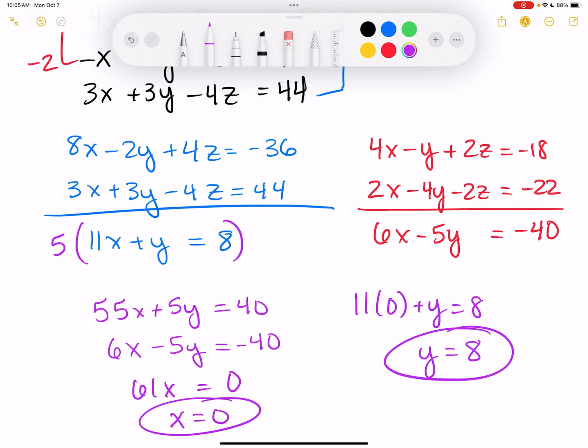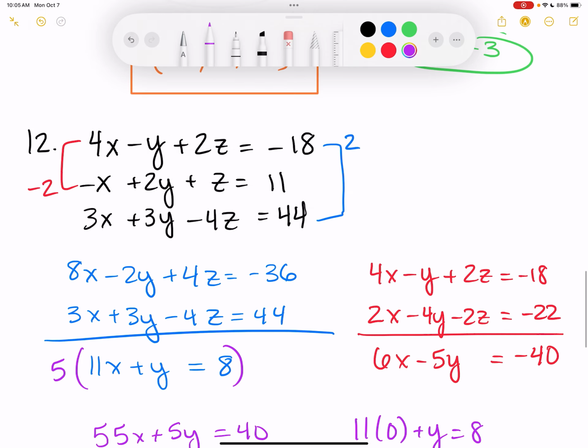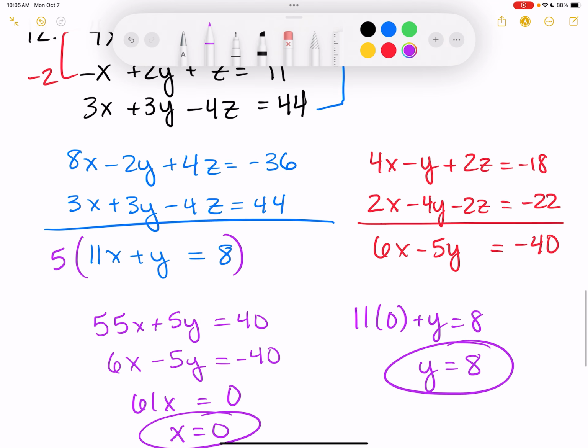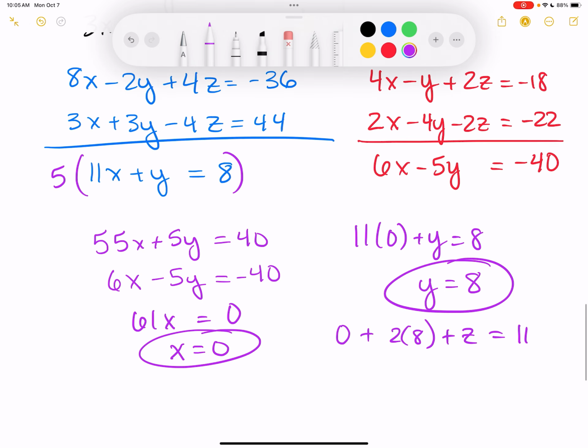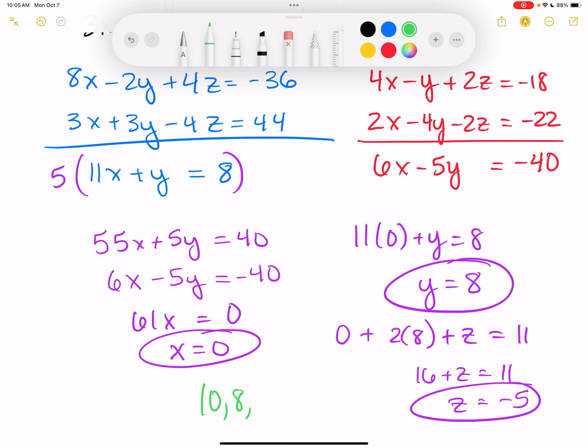Now I take those two and plug them into one of the original three equations. The second one, so I've got 0 plus 2 times 8, and I don't care if you write the 0, I just did for filler, plus z equals 11. So 16 plus z equals 11, so z equals -5. How do I write my answer? 0, comma, 8, comma, -5, and parentheses.